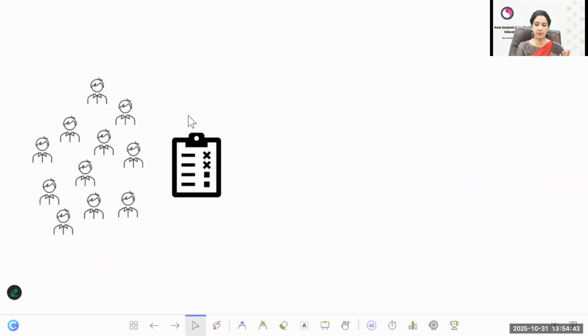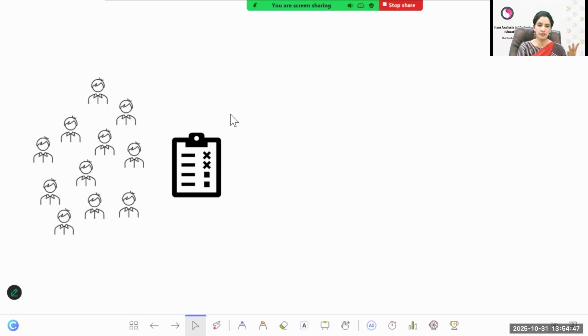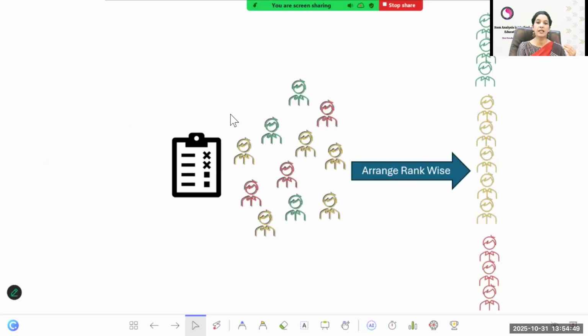In this example, just to demonstrate, we have taken 11 students, and these 11 students have taken the test. After they have taken the test, I have arranged them rank-wise, from rank 1 till rank 11.